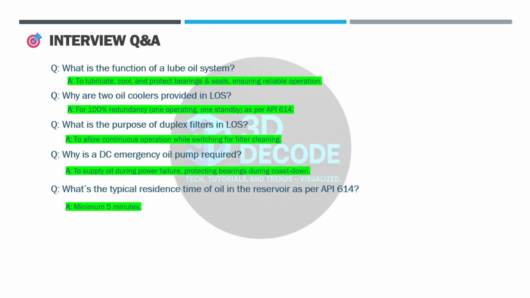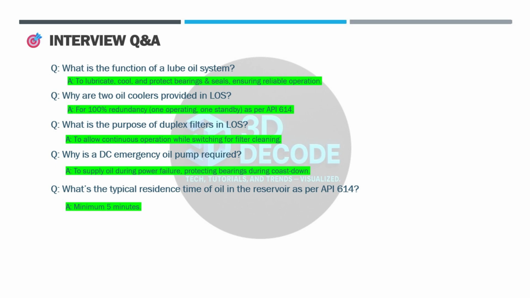Interview Q&A. Here are some common interview-style questions. What is the function of a lube oil system? A. To lubricate, cool, and protect bearings and seals for reliable operation. Why are 2 oil coolers provided? A. For 100% redundancy, one operating, one standby.